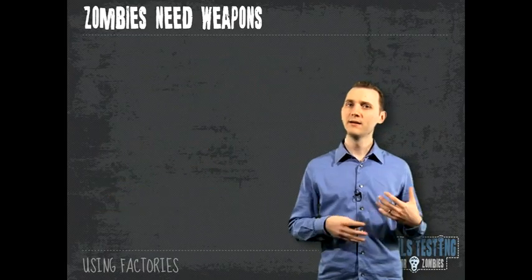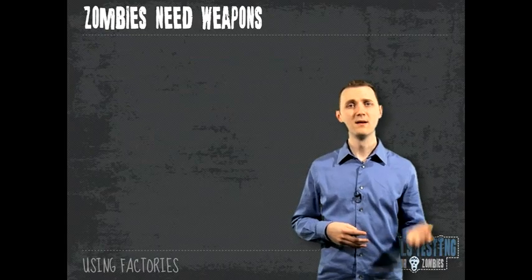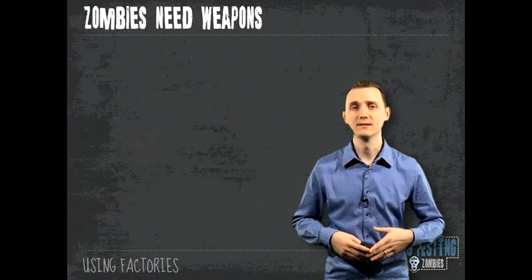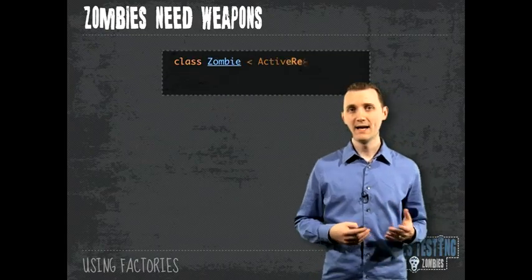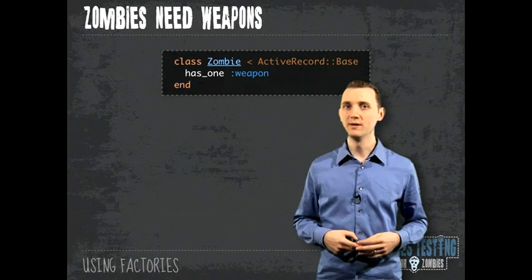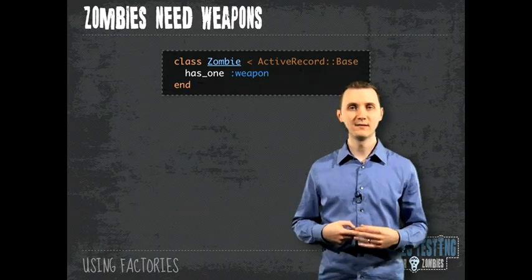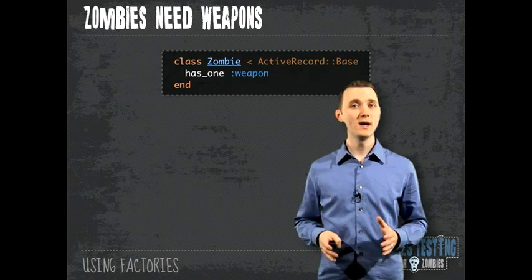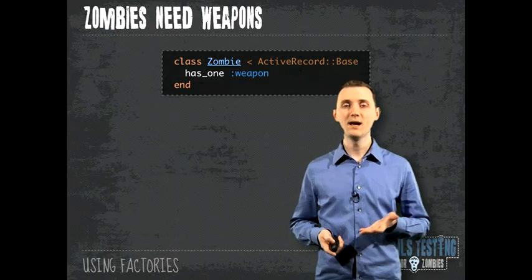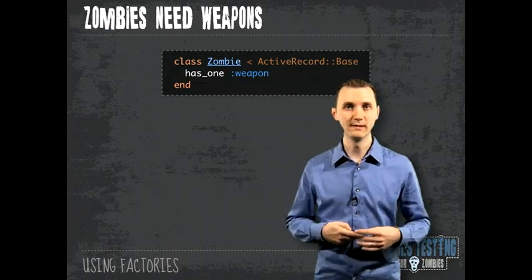So now let's look at another case, still with associations, but this time let's look at it from the zombie's perspective. So you can see we've got class zombie has one weapon, right? So we've restricted zombies to only having one weapon, but we haven't required them to have a weapon. So a zombie may or may not have one, they're valid without one, and that's perfectly fine.